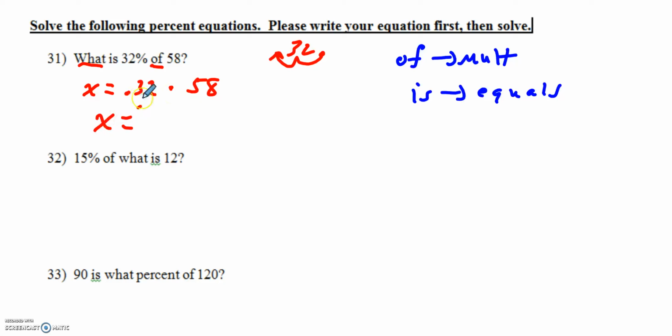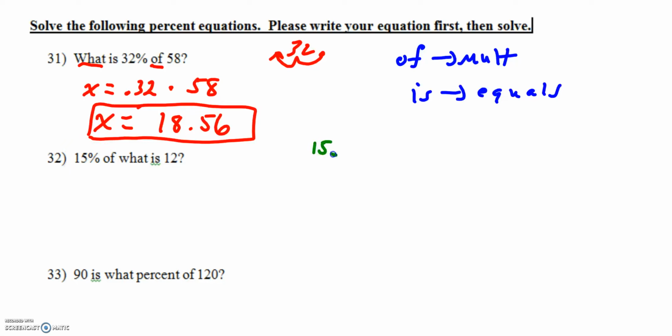If in the calculator I take 0.32 times 58, my answer would be 18.56. Number 32, 15%, which I'm going to change. Again, 15%, decimal's here, move it twice to the left. So this is really 0.15 of times what, x, equals 12.